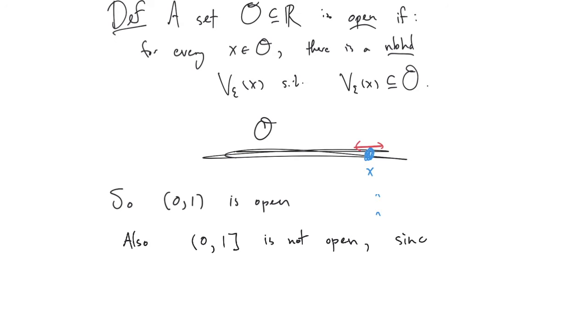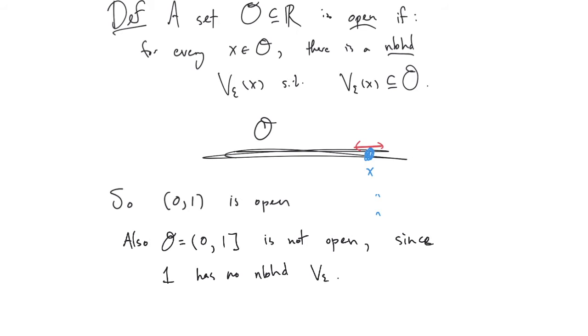Can anybody say not open? That would mean there is a point which is not on the inside. That is, there is a point which does not have a neighborhood around it which is completely inside of the set. I'll call this O for now. Can anybody say what's a point which does not have any neighborhood around it? Yeah, 1.